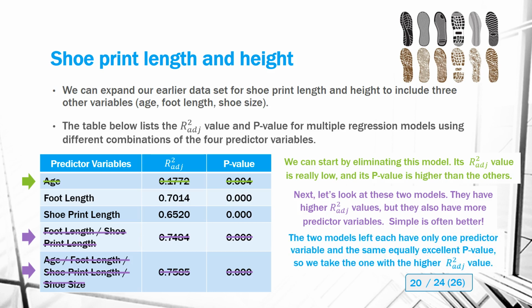But we still have 2 models left to look at. They each only have 1 predictor, so we can't use this simplicity factor to distinguish which one we're going to take. The only real difference between them is the adjusted R-squared value. So we're going to take the one with the higher adjusted R-squared value because everything else about these two models is the same. They have the same level of complexity. They have the same p-value. The only real difference is the adjusted R-squared value. So we'll just take the one that has the higher adjusted R-squared value.